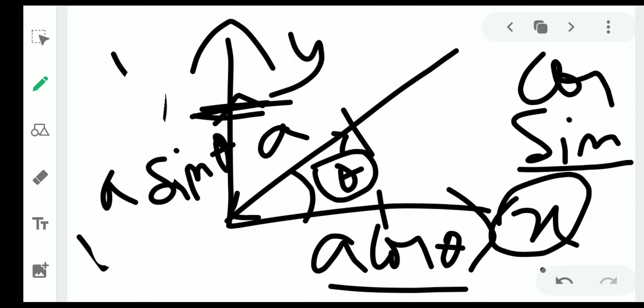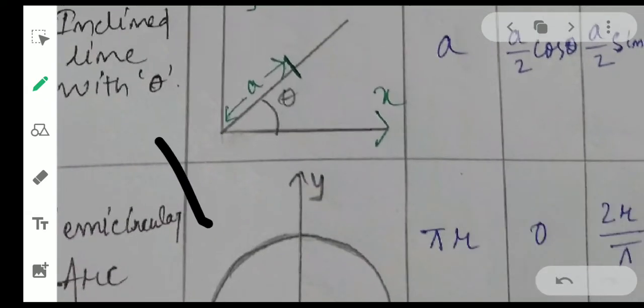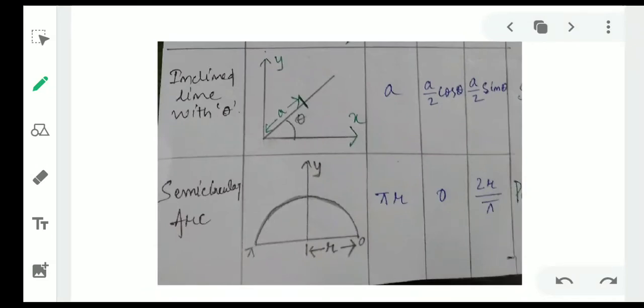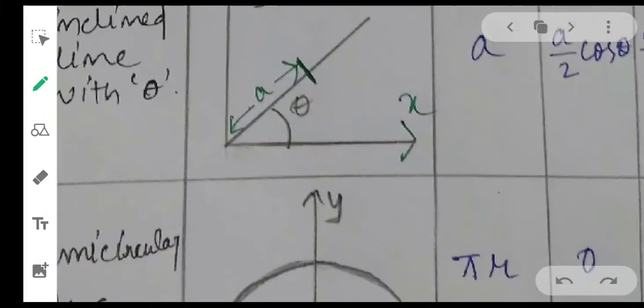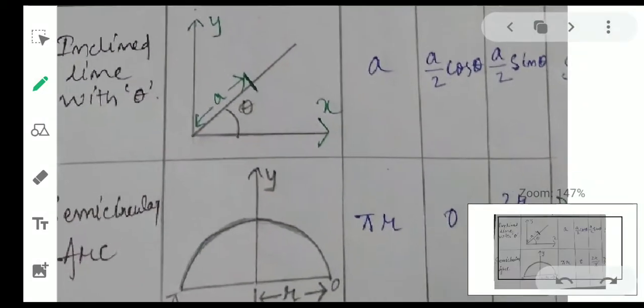Okay, this is y, so this is simple. Here, as you can see in the description part, it is written: inclined line with theta. You can see the shape, it is a line with length a, and it is making an angle theta with the x direction.